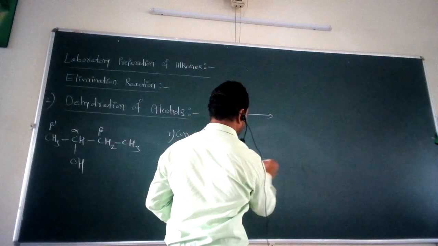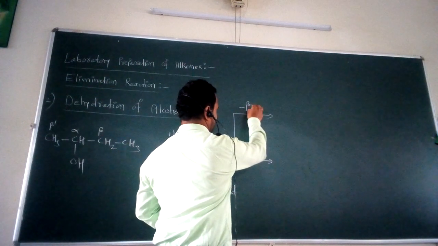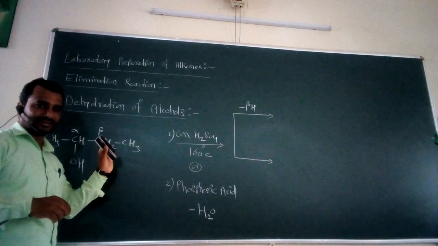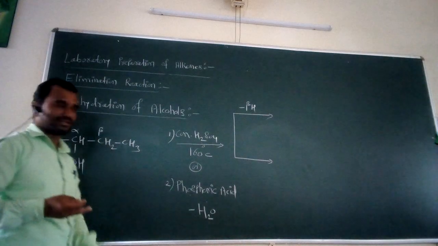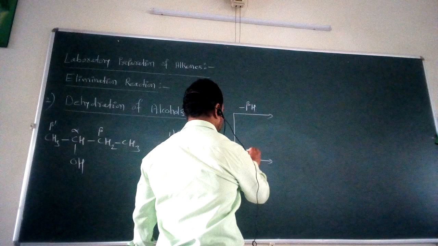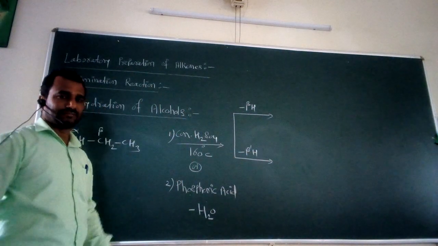These two types of products are obtained. In the first case, minus beta hydrogen. First, we can say that this beta hydrogen can combine with this OH. So, this is the first product, and the second product is nothing but the minus beta dash hydrogen. So, these two types of products can be obtained.